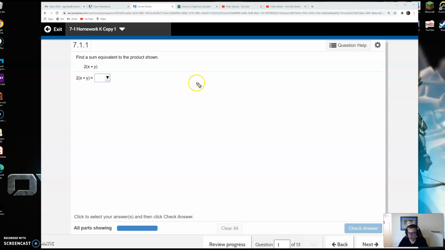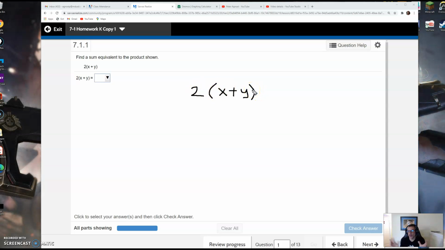So what they're saying is, hey, what we're doing here is we're multiplying 2 times x plus y. All right, what this means is 2 times x plus y. And so they want us to turn this into a sum. They want us to be adding two things together. And so to do that, we're going to use the distributive property. Anytime you have a number next to parentheses, you can distribute.